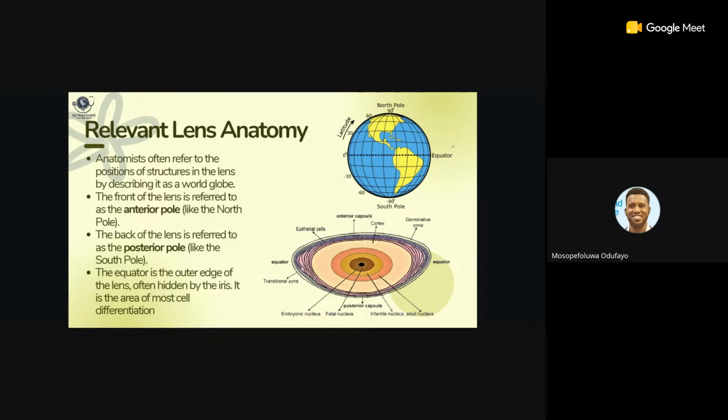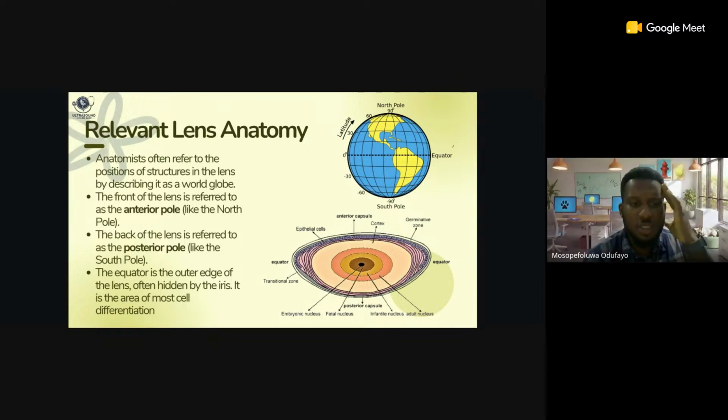We need to understand the anatomy of the lens. And in describing the anatomy of the lens, anatomists usually like using the globe to describe the lens. Many of the terms used to describe the lens are the same things used to describe the Earth as a geographical body.